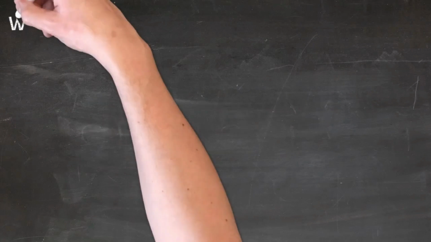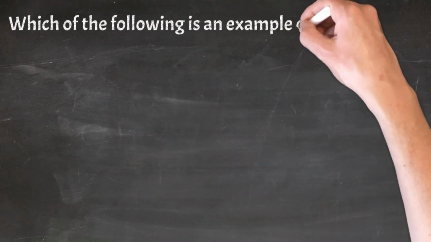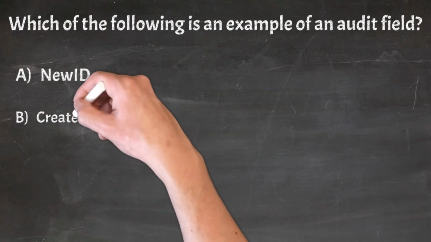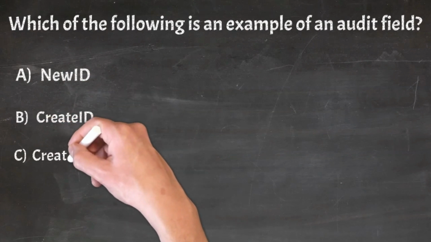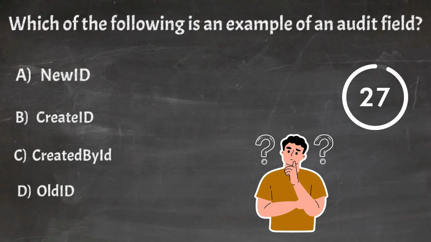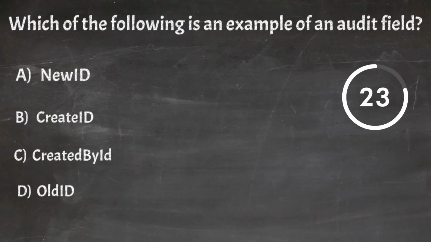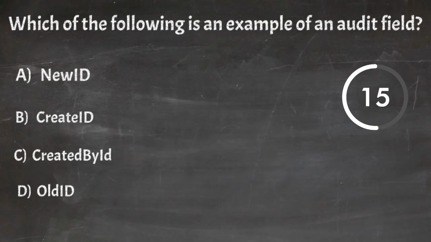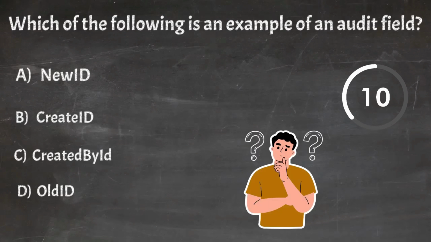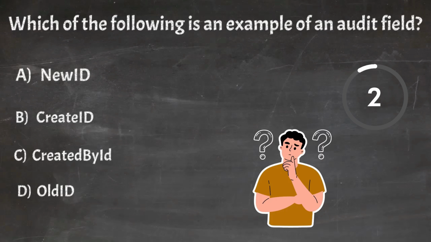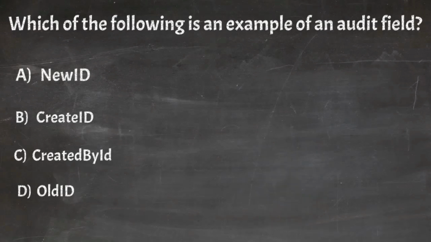Question 18. Which of the following is an example of an audit field? A. New ID. B. Create ID. C. CreatedById. D. Old ID. Correct answer C. CreatedById.